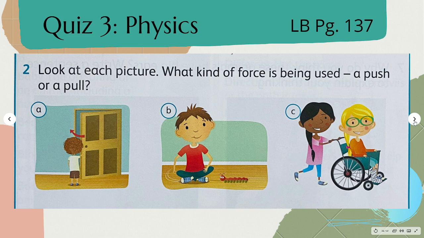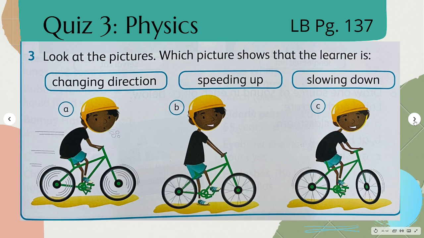We also learned that a push and a pull can make objects change direction. Now look at the pictures. Which picture shows that the learner is changing direction, speeding up, and slowing down? Letter A picture, this boy is speeding up because the wheels are moving faster. Now letter B picture, the boy is slowing down because there is no movement at all. He is standing still.